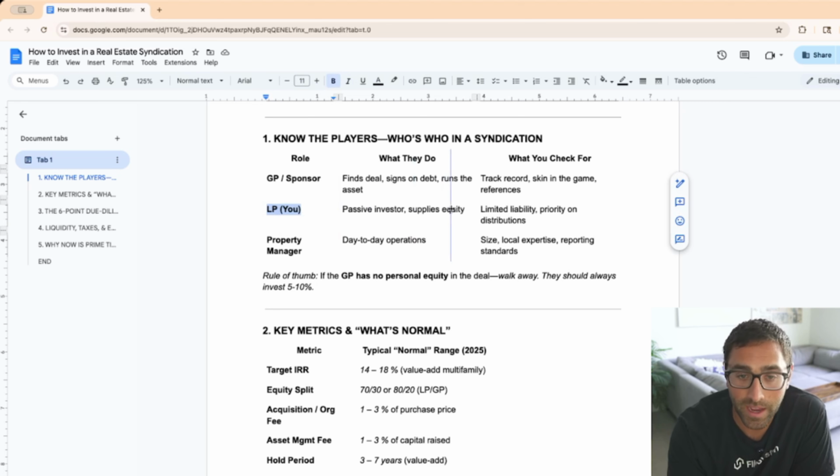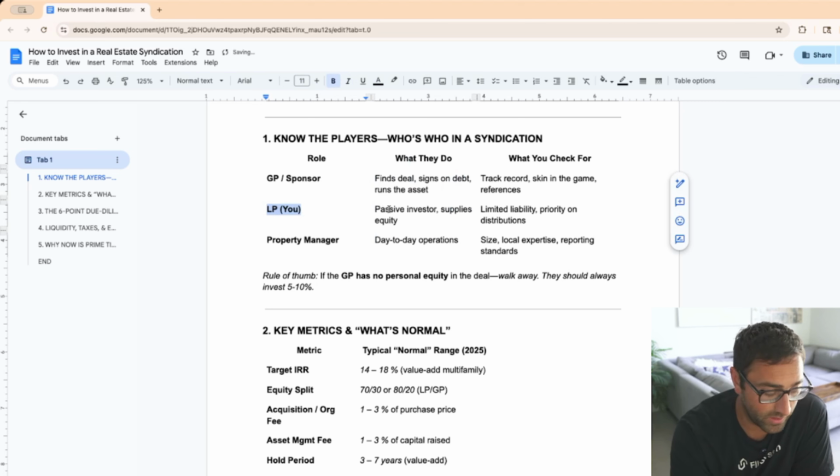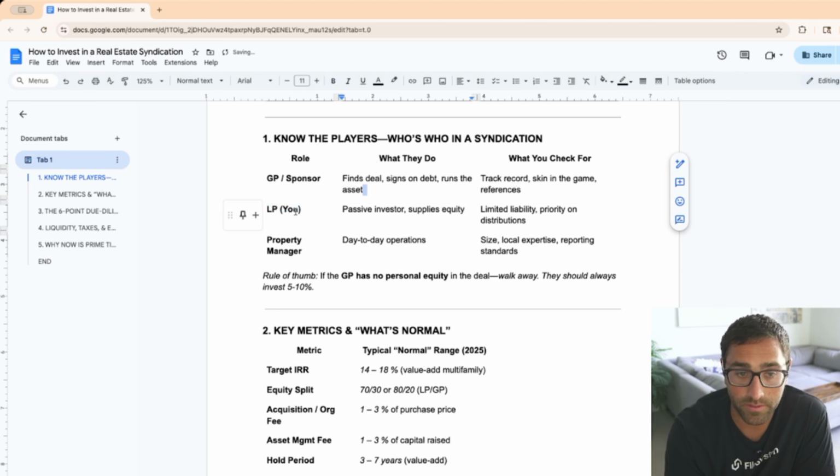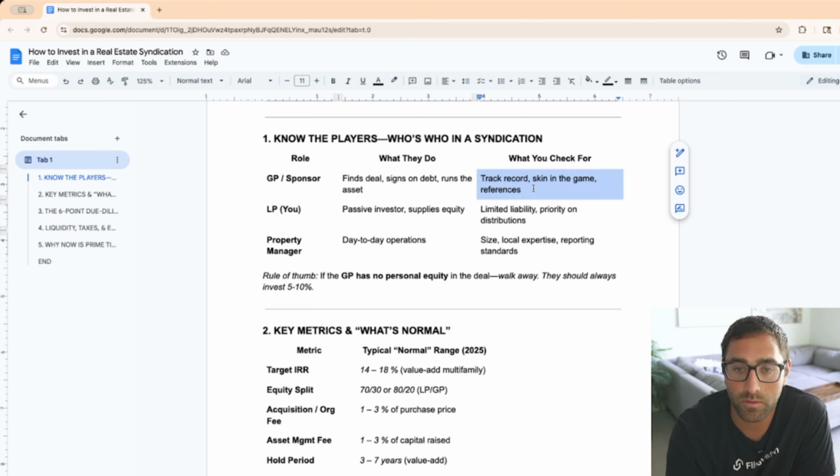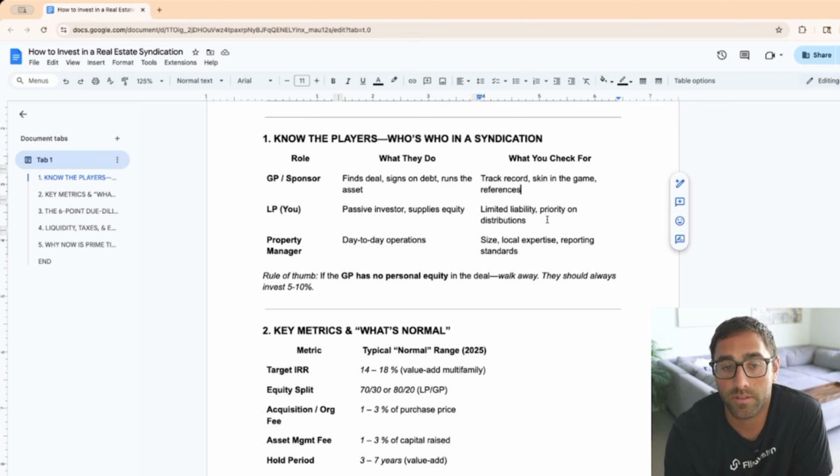LPs get to invest passively, they supply equity in the deal, and they don't have to sign on the loan, and they're a limited partner, so they have limited risk, limited liability, where the GP, or the general partner, signs on the debt and they take all the risk of the deal. What you want to check out for is a track record, skin in the game, and references. The cool thing about LPs, you have limited liability and priority on distributions. Typically, you get dispersed first.